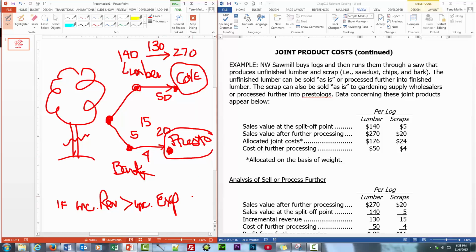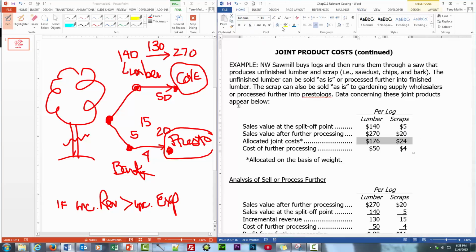Now, what do we do about these joint allocated costs? So what do we got? We got $200 in costs right here, right? That would be the same over here as this point. To cut this tree down, we spent $200.